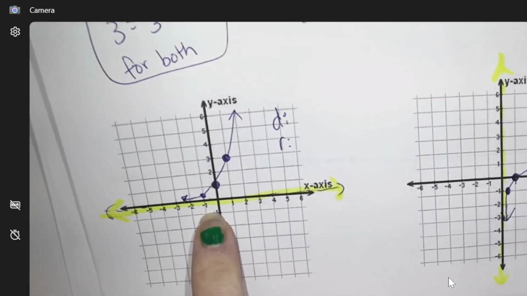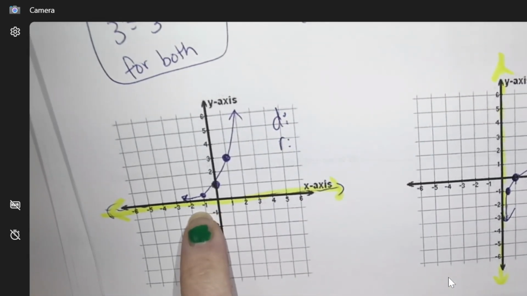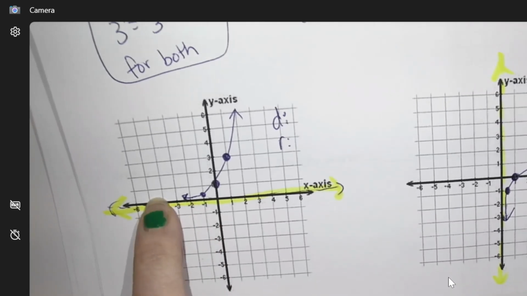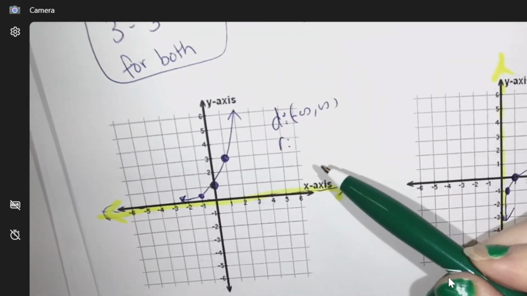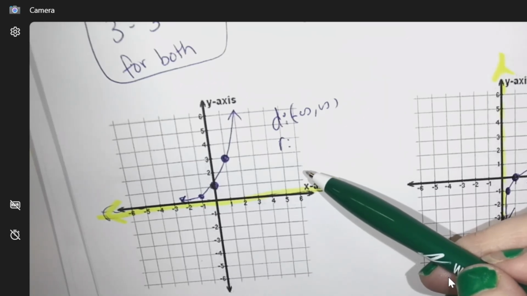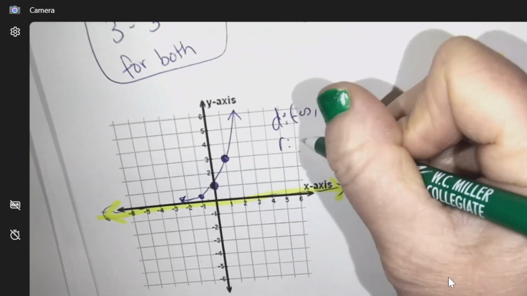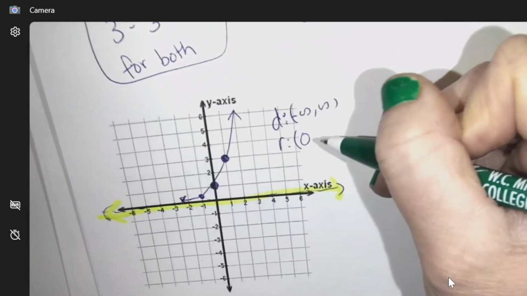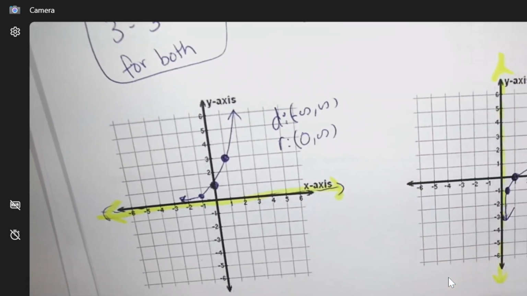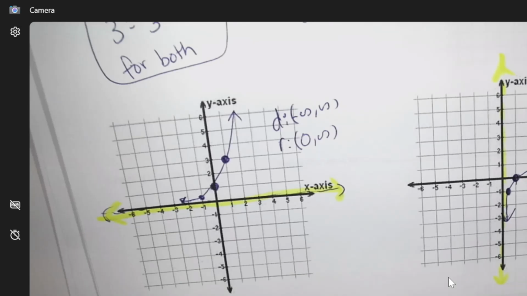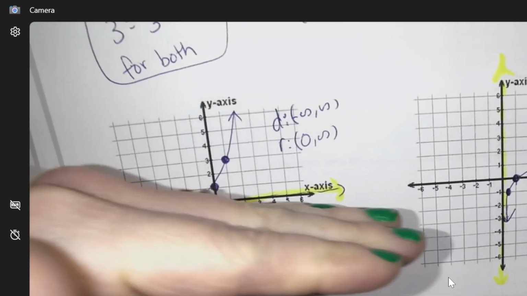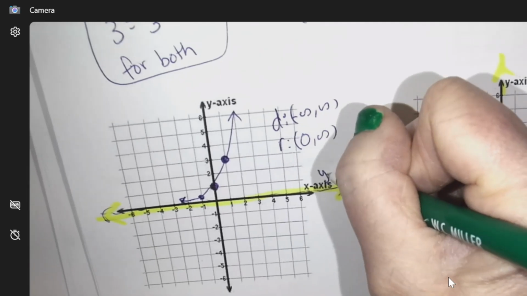So let's just check this out. How would you write the domain of this? Negative infinity to positive infinity. And how would you write the range? 0 and then up. 0 with a soft bracket, right? Because the asymptote is 0. And what's the equation of the asymptote here? Y equals 0.